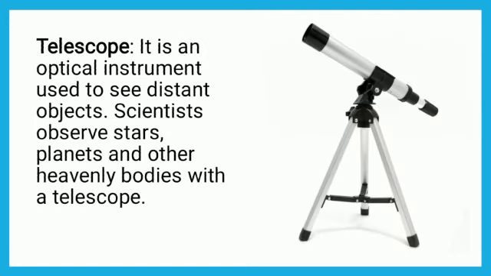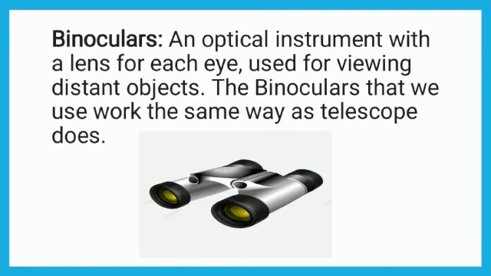Telescope. It is an optical instrument used to see distant objects. Scientists observe stars, planets, and other heavenly bodies with a telescope. Binoculars. An optical instrument with a lens for each eye, used for viewing distant objects. The binoculars that we use work the same way as a telescope does.